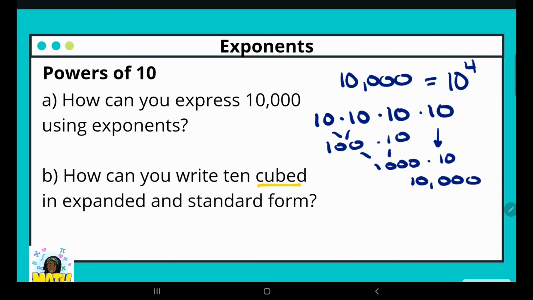Okay. Now, how can we write 10 cubed in expanded form? So remember we talked about cubed representing an exponent of 3. So 10 cubed is 10 to the third power. And in expanded form, that's just going to be 10 times itself 3 times. Okay, so we've just written it in expanded form. And now for standard form, we need to actually complete the multiplication. So 10 times 10 is 100 times 10, and 100 times 10 is equal to 1,000. So 10 to the third power is 1,000. How many zeros do I have? 1, 2, 3. It matches my exponents of 10 cubed.